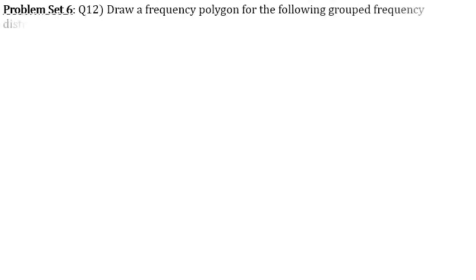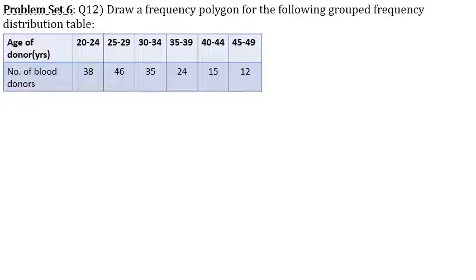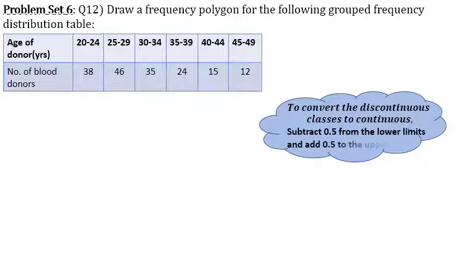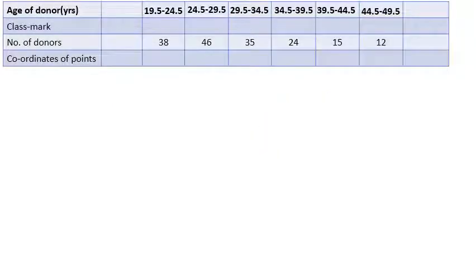Problem set 6, question 12. Draw a frequency polygon for the following grouped frequency distribution table. In the given table, the classes are not continuous. To convert the discontinuous classes to the continuous form, we subtract 0.5 from the lower limits and add 0.5 to the upper limits. Using this, we convert the discontinuous classes to the continuous form.